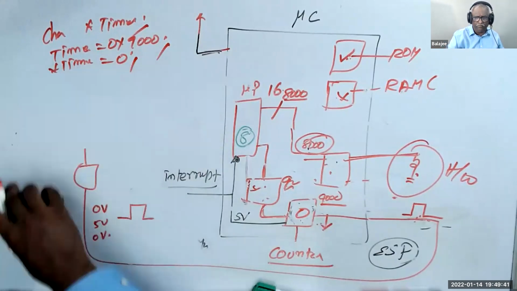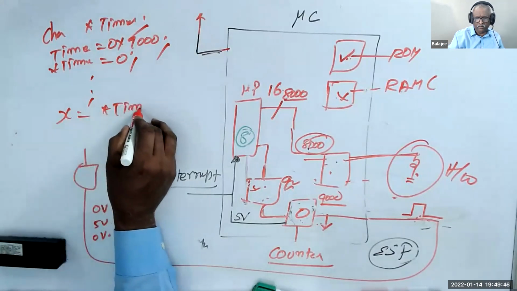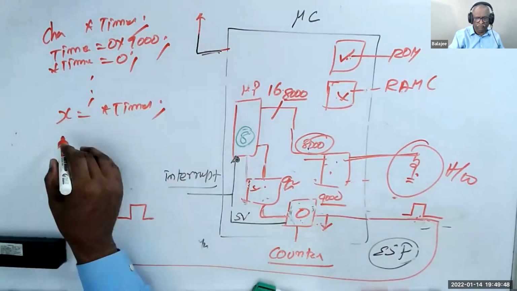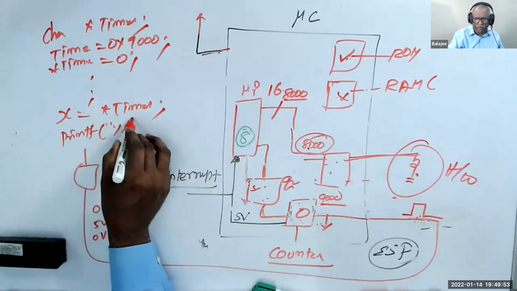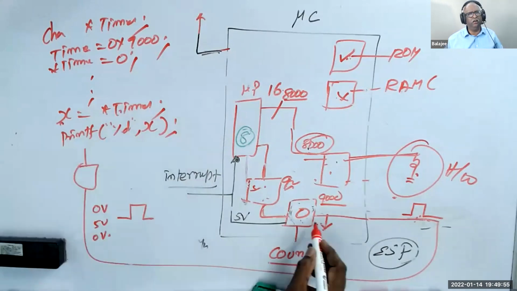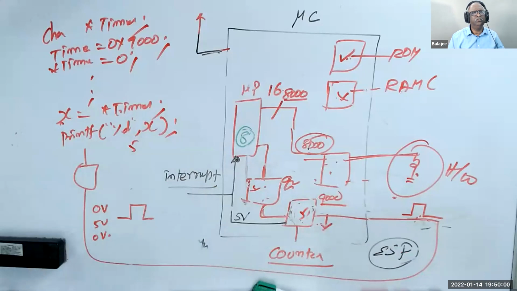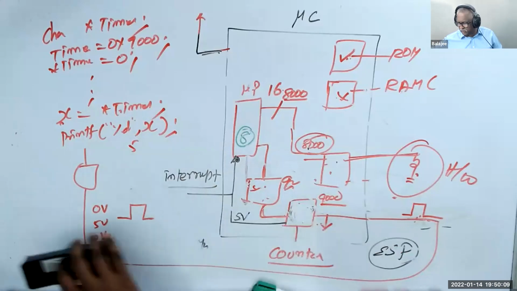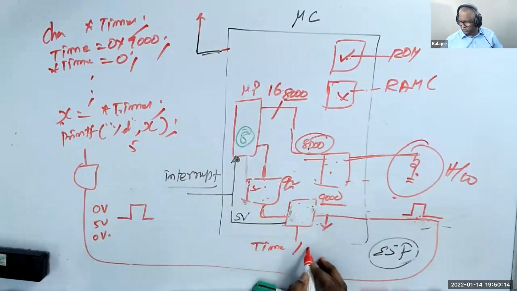Then after some time, you say x is equal to start timer. Assuming you have a printf, %d, comma x, you will get to know this value. If 5 objects come, you will get to know 5. Understand now? So that's why they always combine together. They call it timer counter.